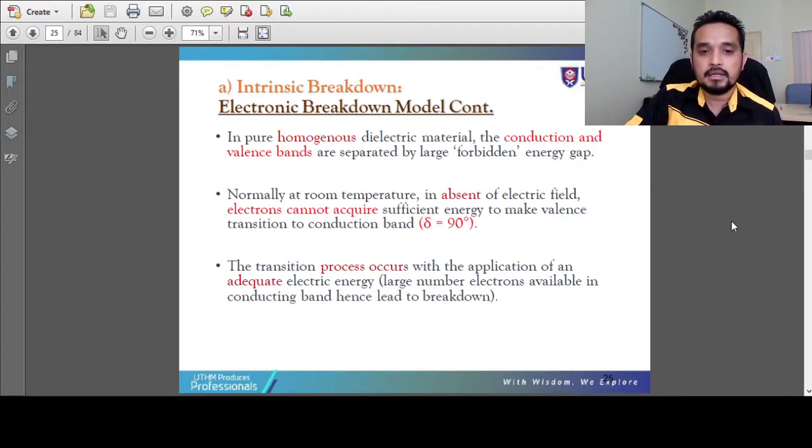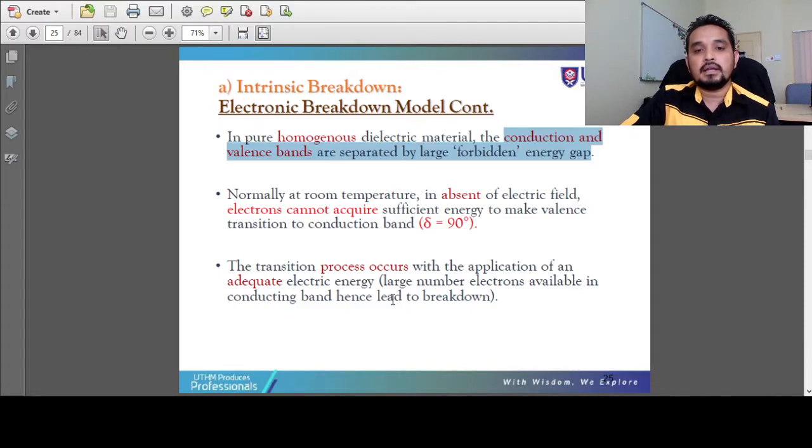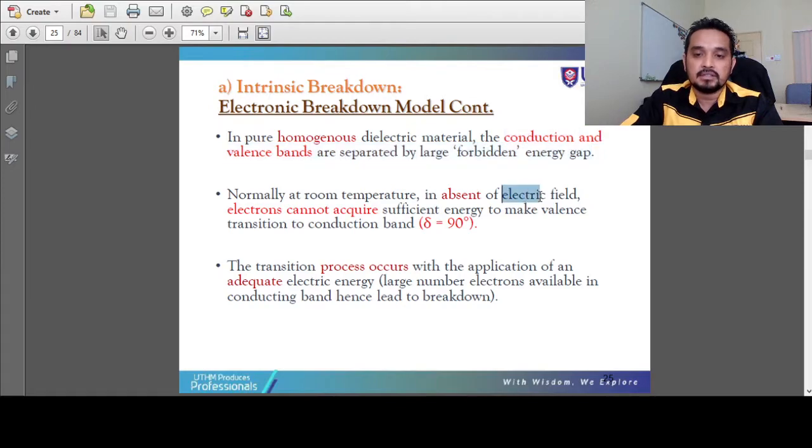Okay, that is electronic breakdown. As I mentioned, conduction band, valence band. Normally, in the absence of an electric field, an electron cannot gain sufficient energy, right? Because there is no electric field. But with time, this electron can gather the energy until it has sufficient to escape away from the valence band. Eventually, they will slowly gain the energy that leads to the electronic breakdown.